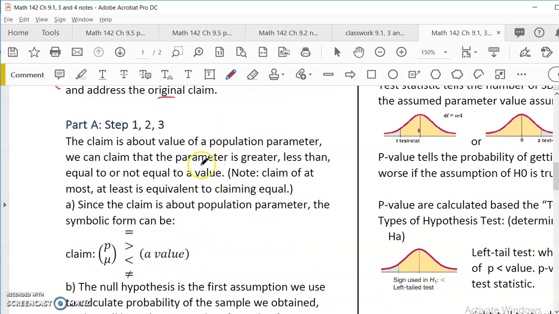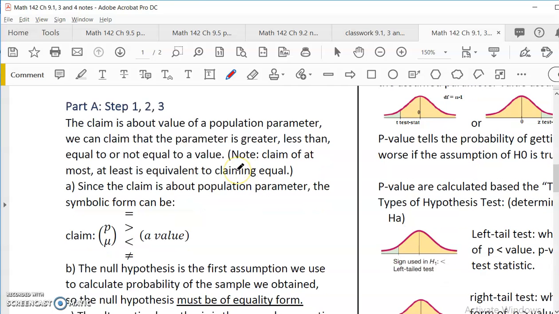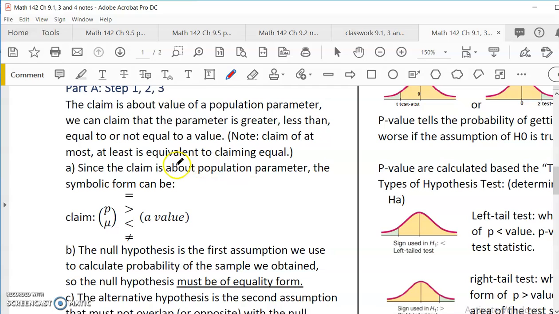So without delay, we'll start part A, which is to set up the claim, set up the null hypothesis, and the alternative hypothesis. To set up the claim is basically doing an algebraic translation of writing whether you're doing p or mu, and then you write down whether you want to do equal, greater than, not equal, or less than a value.